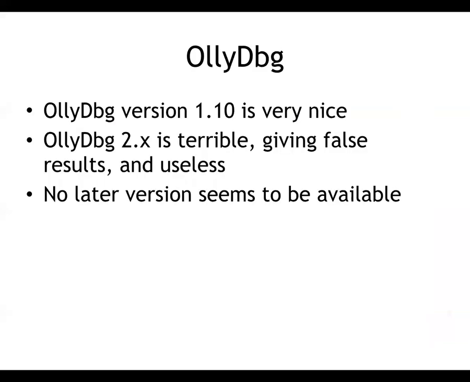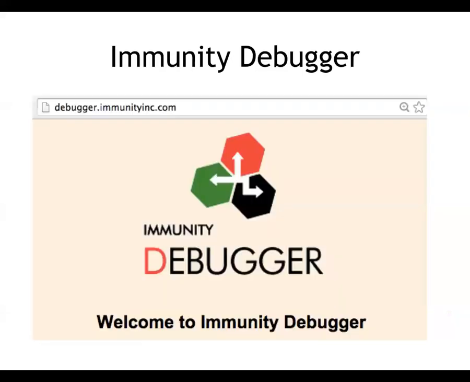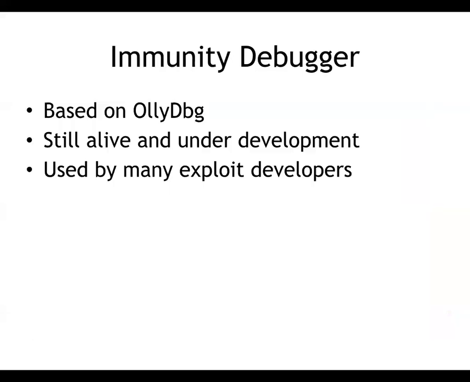One thing to know about Ollie is they updated it from 1.1 to 2, and in 2 they broke everything. 2 will just lie to you. They're all free. But Ollie Debug 2 is useless. It will actually give you false statements about the code. It's amazing that they even released it. So if you're going to use Ollie, use 1.10, which is very old, but it still works fine, or use Immunity, which is currently maintained and updated.